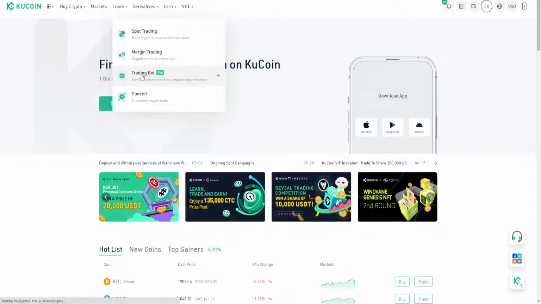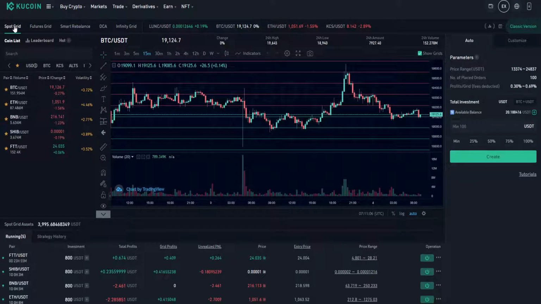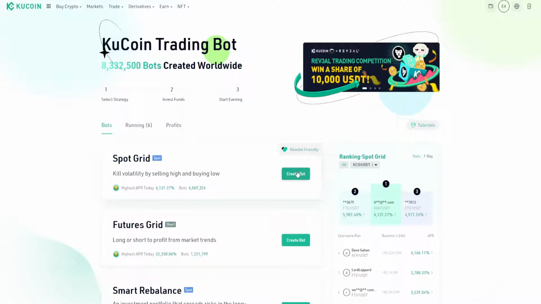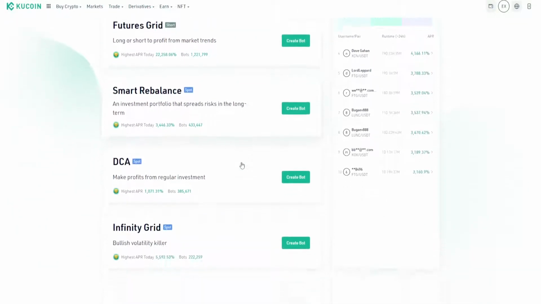After clicking on your trading bot, it will open a unique page which gives you spot grid trading, futures grid trading, smart rebalance, dollar cost average, and the infinity grid. But we're going to have a look at the dollar cost average. Kucoin trading bot: 8.3 million bots created worldwide. How many bots? Over 8 million bots. Yes, you heard it correctly.